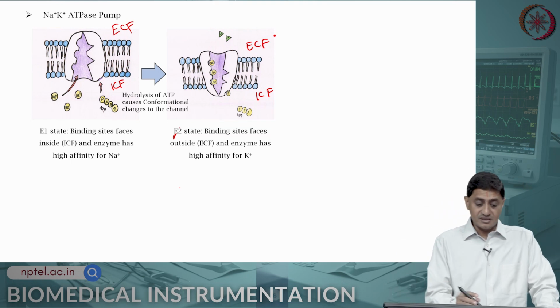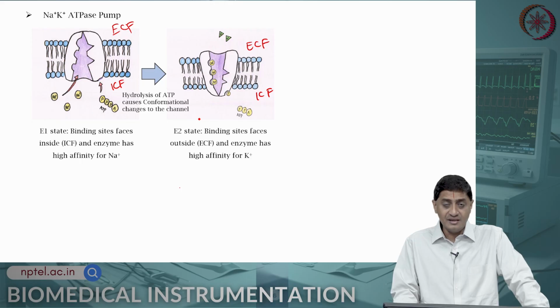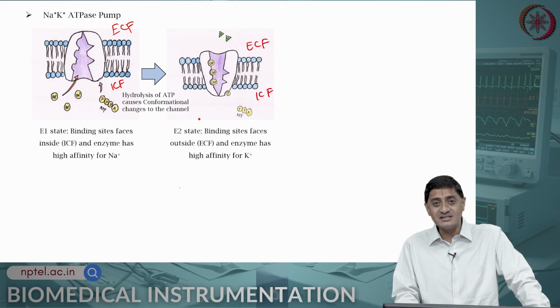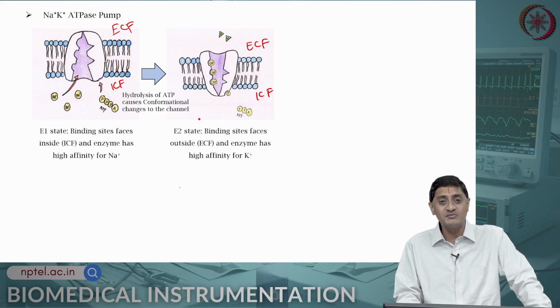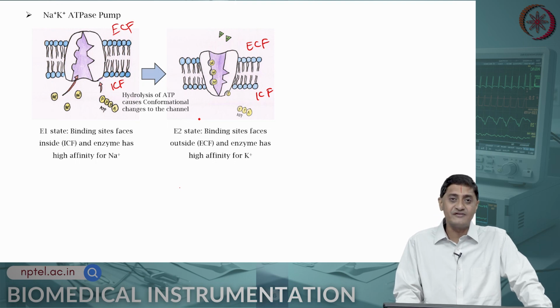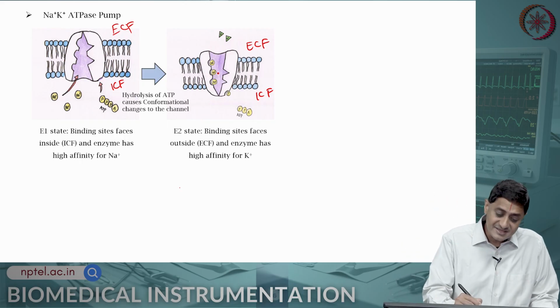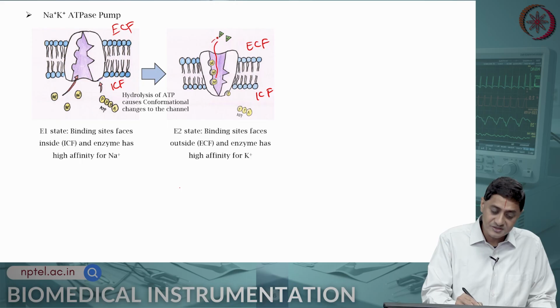Now, in the E2 state, the binding sites face the outside, and in this E2 state the same ATPase has high affinity for potassium and less affinity for sodium. How is this possible? Because this is a stable structural change that it is undergoing, and in this structure it has high affinity for potassium and very little affinity for sodium. So, sodium escapes to the outside and potassium enters inside.